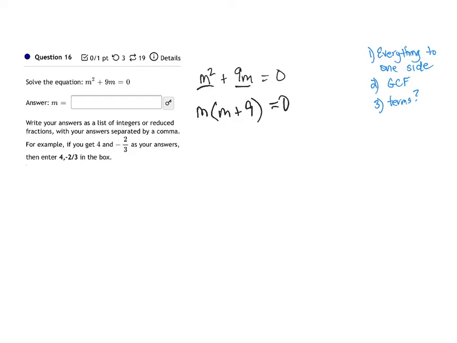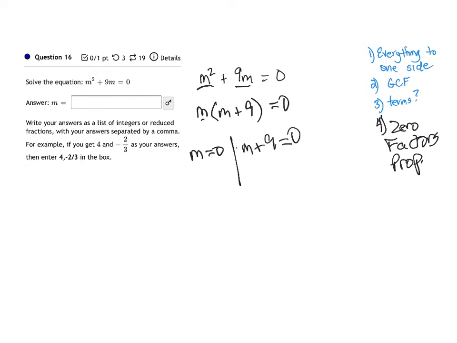We have two factors, and this is called the zero factor property. Zero factor property, which means once you have factors, put them equal to 0, and you can solve. So I'm going to put the first factor m equal to 0. Well, that's solved. The second factor is m plus 9. I'm going to put it equal to 0 and solve for m. So m equals, move the 9 over, makes it negative 9. So our answer is m equals 0 and negative 9.